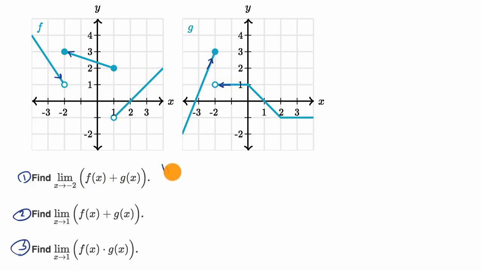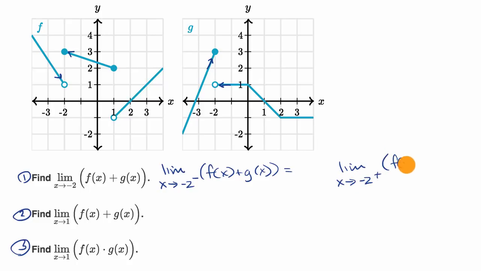As long as the limit as x approaches negative 2 from the left of the sum, f of x plus g of x, exists and is equal to the limit as x approaches negative 2 from the right of the sum, f of x plus g of x. So what are these things? Well, as we approach negative 2 from the left, f of x is approaching, looks like 1, and g of x is approaching 3. So the sum is going to approach 4.